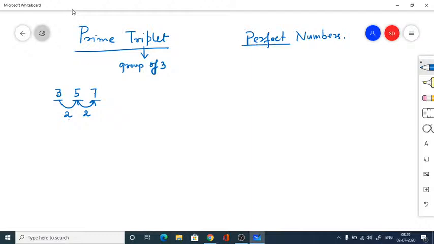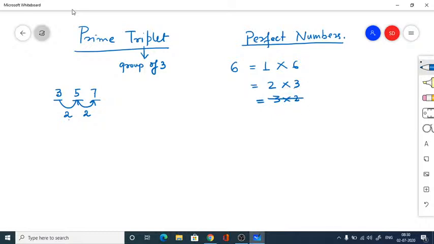Okay. And perfect numbers. This is important. If the sum of all the factors of a number is equal to twice the number itself, then the number is called a perfect number. Like 6. What are the factors of 6? 1 into 6 is 6. Then you have 2 into 3. Again you have 3 into 2, so it is repeating, so I will not do it.